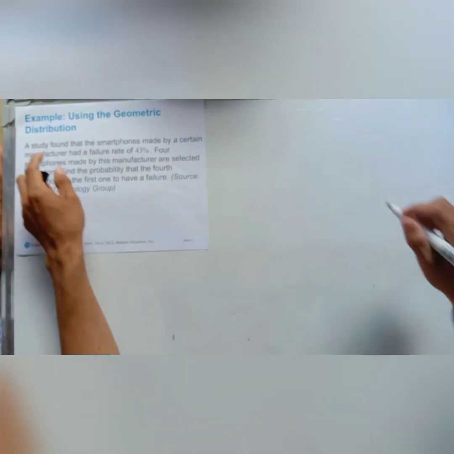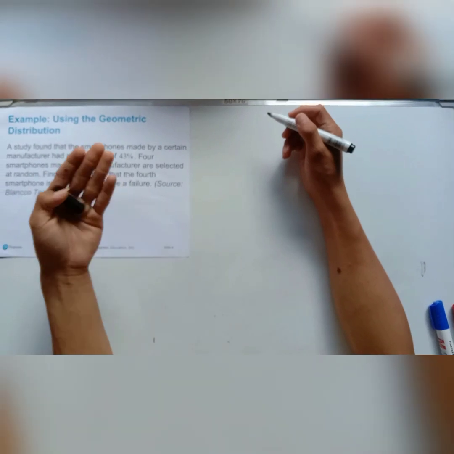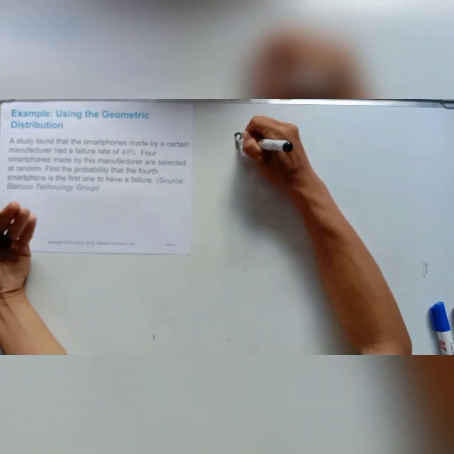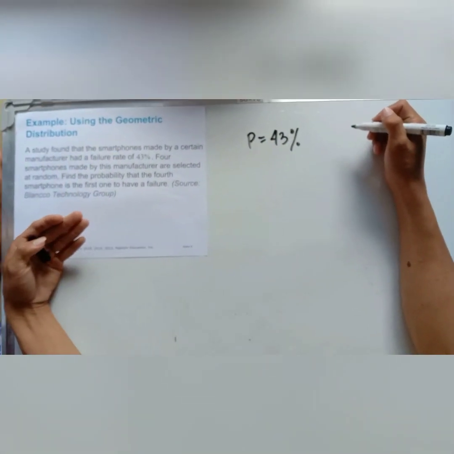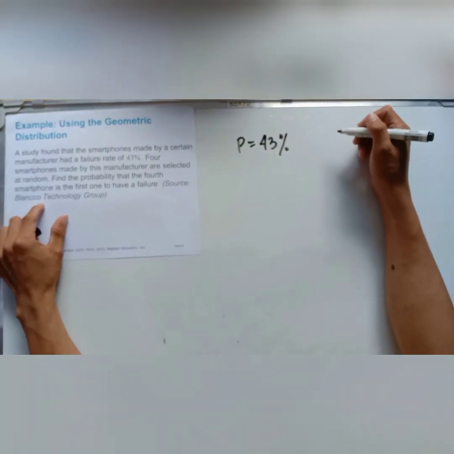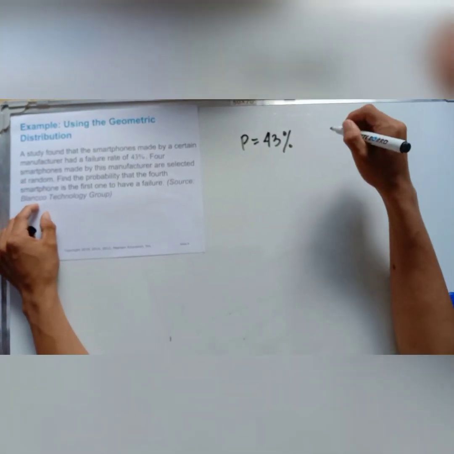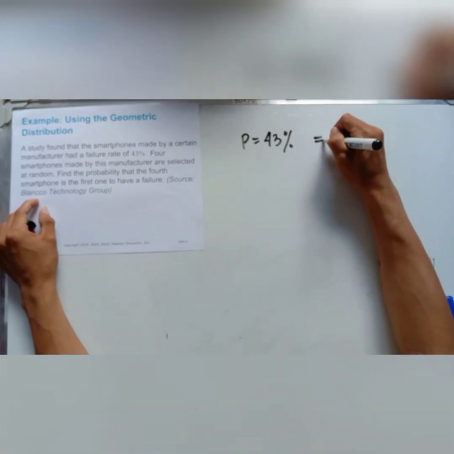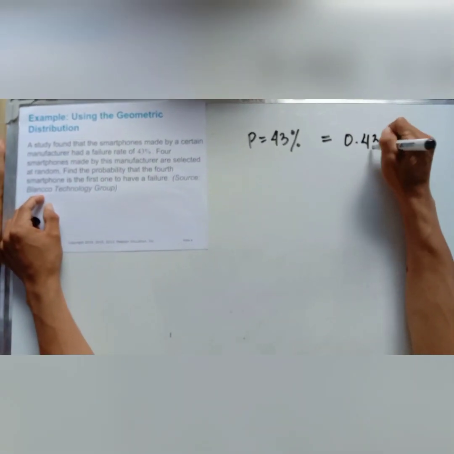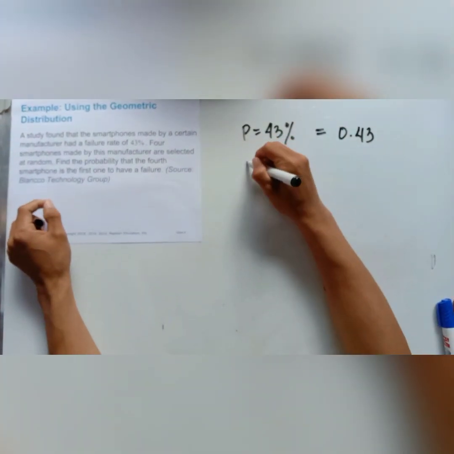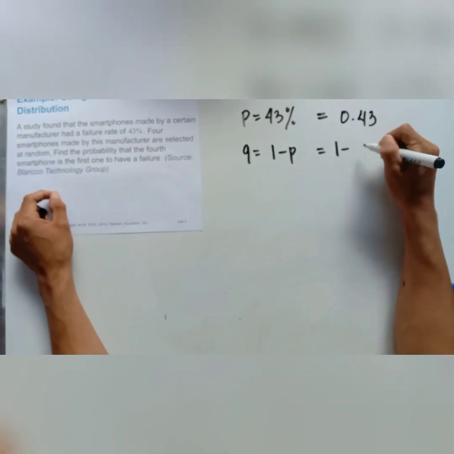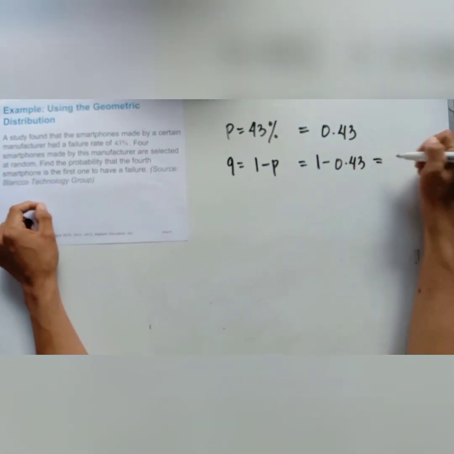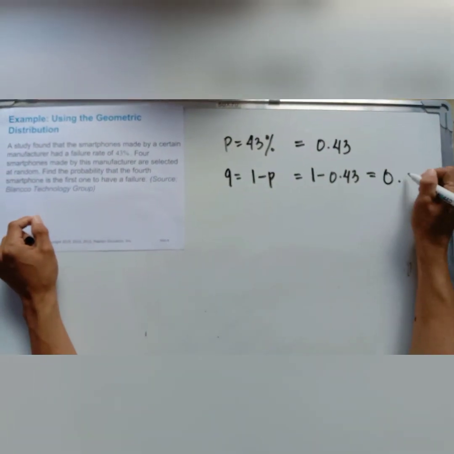So, our solution here is our probability of success is 43%. So, P is equal to 43%. But we don't want a percent in our solution, so instead of 43%, we divide it by 100%, and we get 0.43. And our Q, we know that Q is 1 minus P. Therefore, 1 minus 0.43 is equal to 0.57.